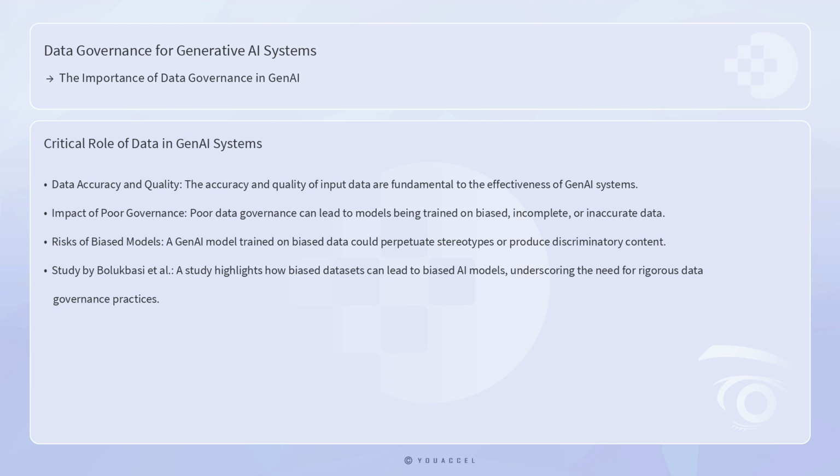A study by Bolukbasi et al. highlights how biased datasets can lead to biased AI models, underscoring the need for rigorous data governance practices to ensure that the input data is representative and fair.